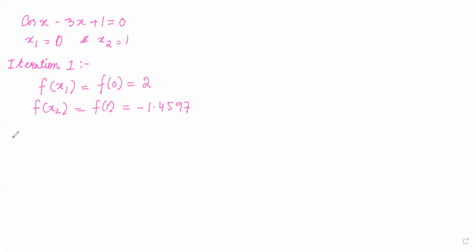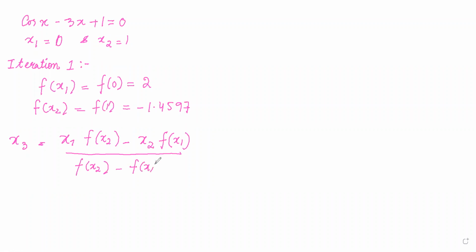Now we'll obtain the value of x3. From the previous class, we know the formula: x3 is equal to x1 multiplied by f of x2 minus x2 multiplied by f of x1, divided by f of x2 minus f of x1. This is how it goes, x1 into f of x2 minus x2 f of x1. This is what we had derived in the previous class.